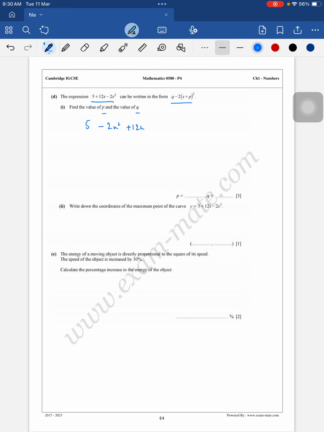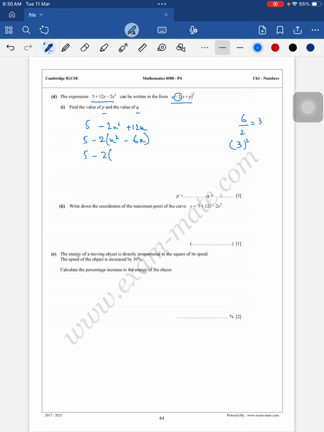And as you can see that this minus 2 is common, so I first take minus 2 common, it will be x square minus 6x. Now to make this whole thing a perfect square, the method is I will be taking the middle term coefficient 6, I'll divide by 2, I will get 3. I will square this up, 3 square, and I will add this.